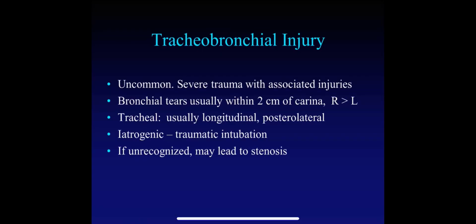Moving on to tracheobronchial injury, they're very uncommon to detect, and they typically occur in very severe trauma with many associated injuries. Bronchial tears are usually within 2 centimeters of the carina, the right being more frequent than the left. Tracheal tears are usually longitudinal and usually in the posterolateral aspect of the trachea. Iatrogenic tracheal injuries can occasionally occur from traumatic intubation. Tracheobronchial injury is important to recognize because if unrecognized, they can lead to stenosis.